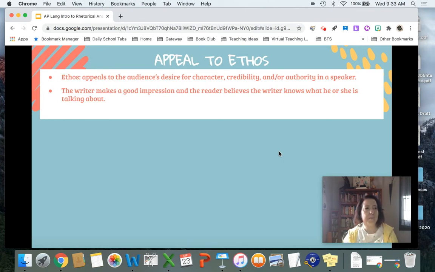They might be using repetition in a certain way. But in doing that, they create this sense of authority or credibility. And the reader goes, oh, I should listen to this person. They know what they're talking about. That is an appeal to ethos.